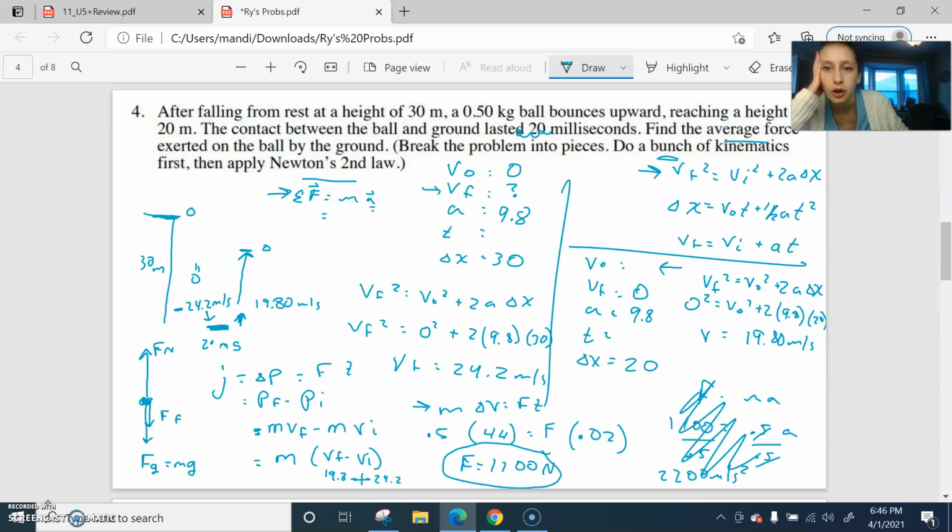How could you use this? So, mass is 0.5. I never found an acceleration. The acceleration's 9.8. I guess in this moment, acceleration is change in velocity over time. Maybe that's what they want. So we do 19.8 minus negative 24.2 divided by 0.02. That acceleration is 2200. So that times 2200 equals 1100. Hey, that's the same thing. I'm feeling really good about 1100. And we also found it using Newton's second law, which is what your teacher wanted. Job well done. We got this.